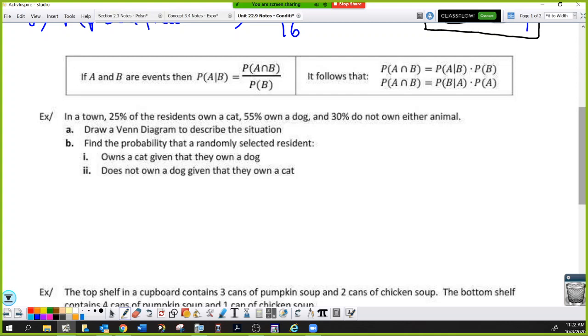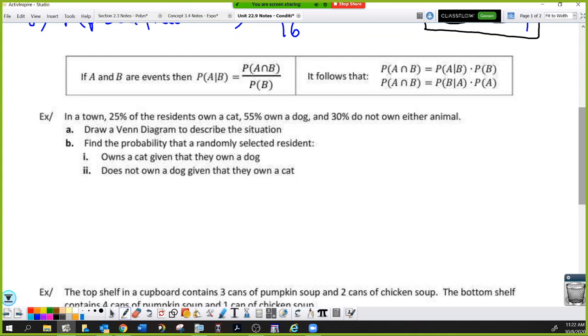If A and B are events, then the probability of A given B is equal to the probability of A intersect B divided by the probability of B. See, that probability of B is on the bottom. It was the given information. You see that? So the top is the "and" statement being divided by the "only" statement.